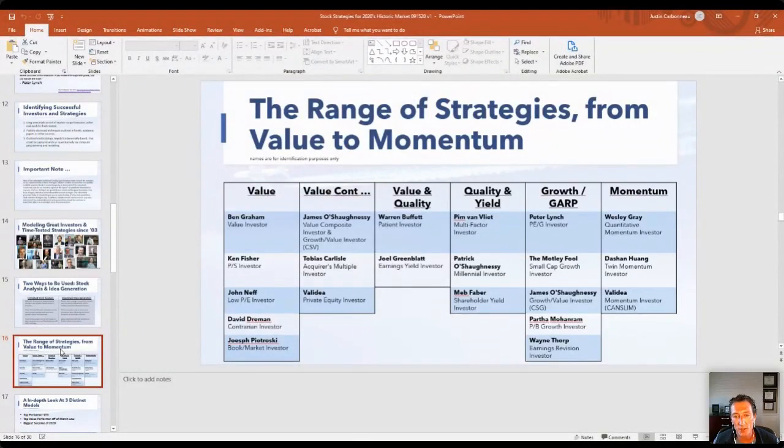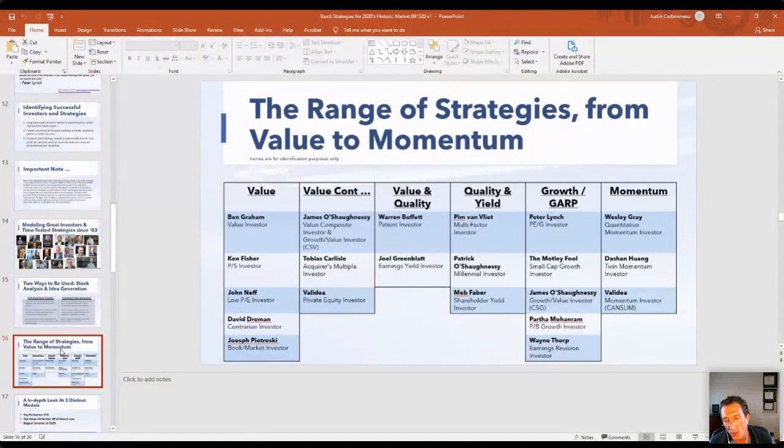Then you have what I would consider the value and quality category. This is where it's like the Warren Buffett based approach. So you're looking to buy high quality companies, but you don't want to just dismiss value. So our Buffett based model and the Joel Greenblatt model, which combines the value and quality components together, those two are what I would consider in this value and quality camp.